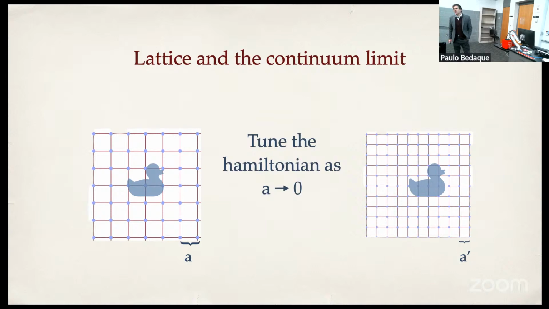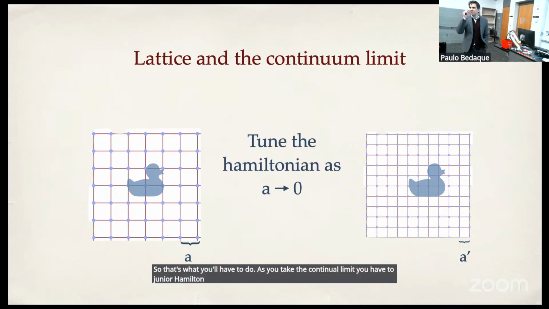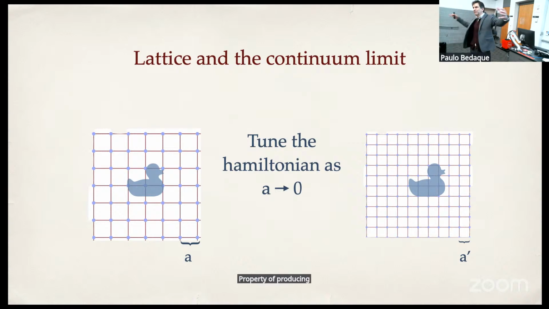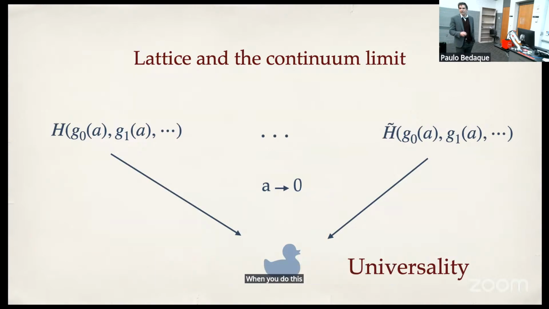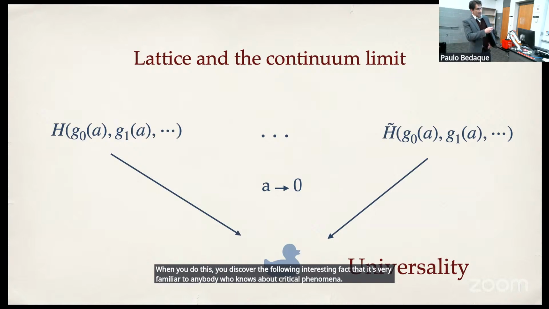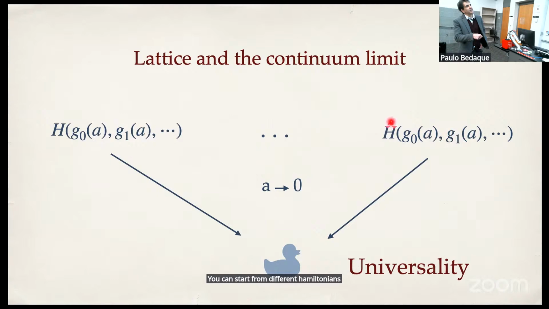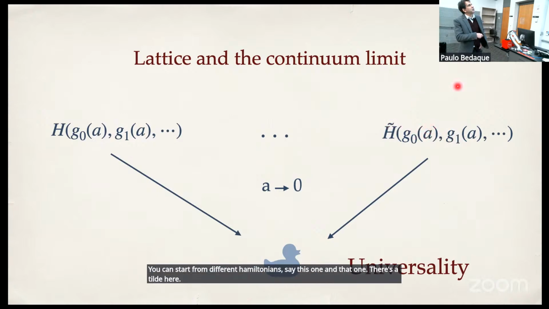So that's what you have to do. As you take the continuum limit, you have to tune your Hamiltonian to a very special value that has this magic property of producing objects that are infinite in size compared to the lattice. When you do this, you discover the following interesting fact, which is very familiar to anybody who knows about critical phenomena. You can start from different Hamiltonians, say this one and that one, with a tilde here.